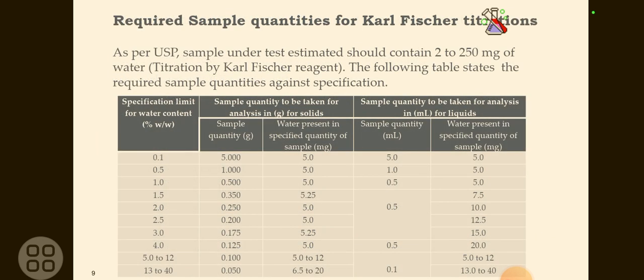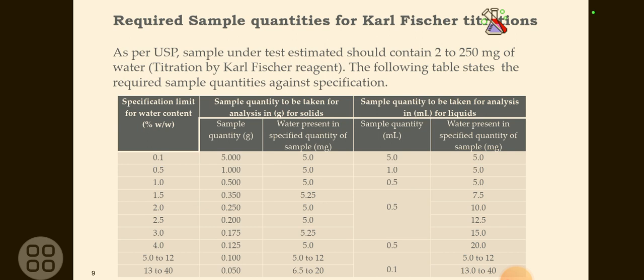So the required sample quantities for a Karl Fischer titration. As per the USP, there is a guideline that the sample should contain around 2 to 250 mg of water. Means when we are taking the compound, based on the specification or the water content, minimum it should contain 2 mg and maximum it should not be more than 250 mg in your sample. That we will decide based on the specification as well as the amount of sample you are taking for the titration.